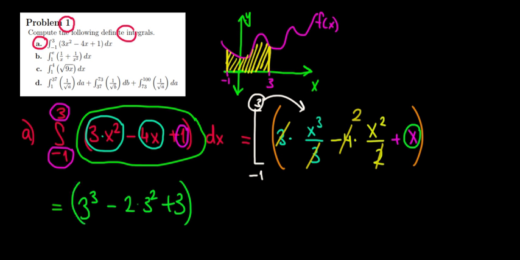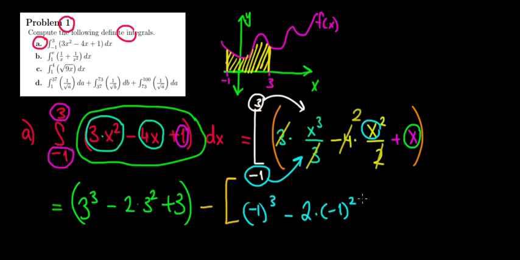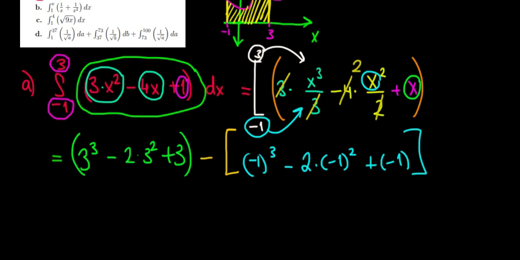Now this is one bracket. We have to subtract, so minus the second bracket. And in the second bracket, we're going to substitute the value of -1 into the x. So we're going to have (-1) to the power of 3, minus 2 times (-1) to the power of 2, and then plus -1. Close the brackets over here. Now let's see what we get. What's 3 to the power of 3? Well, that's 27. So over here we have 27 minus 2 times 3 to the power of 2, that's 2 times 9, which is 18, plus 3, and then we subtract the remaining bracket.